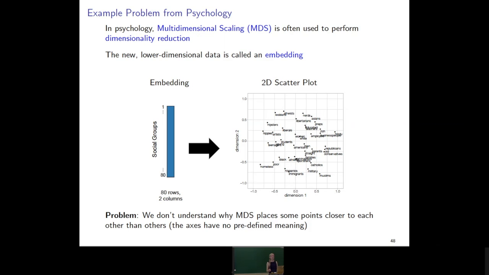The problem with these MDS embeddings is that we don't understand why the MDS places some of these points closer together and some of them far away. I mean, we can make hypotheses, right? But scientifically, we don't have an objective explanation for why the MDS did that, because the axes, so dimension 1 and dimension 2, have no predefined meaning.